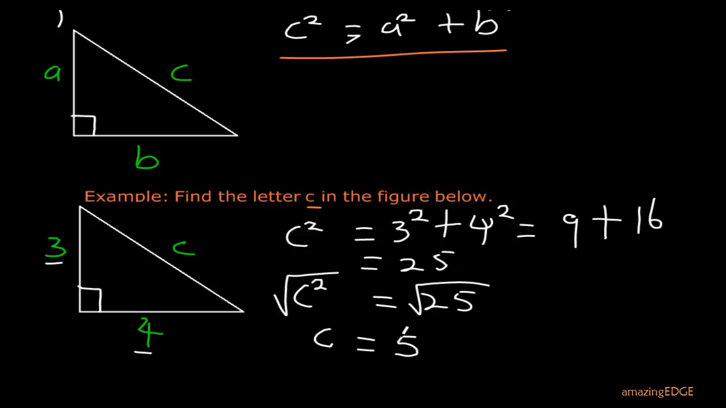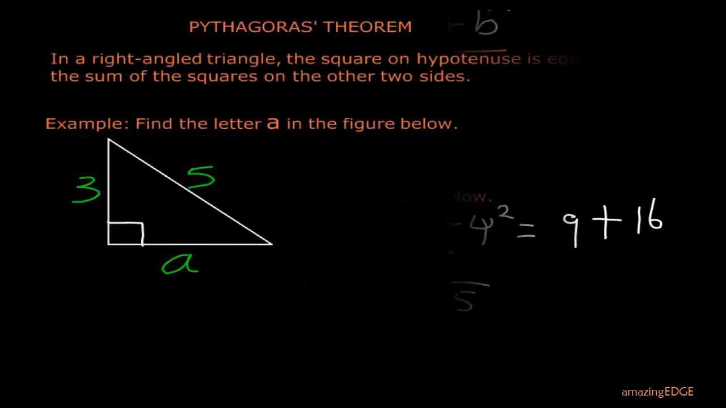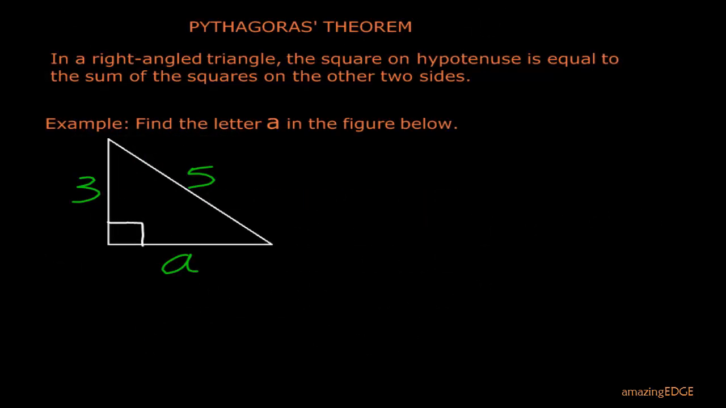In the next couple of videos, we'll be looking at so many things that we can do with the Pythagoras theorem. I want to look at this example. We are to find the letter A. We want to find this side. Now, how do we handle this kind of situation? First of all, we recall that the triangle we have is a right angle triangle, so we can apply the Pythagoras theorem.